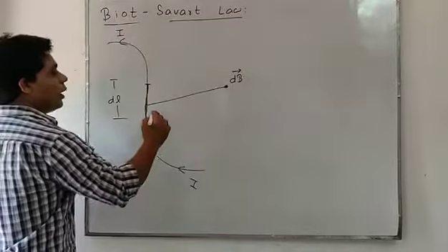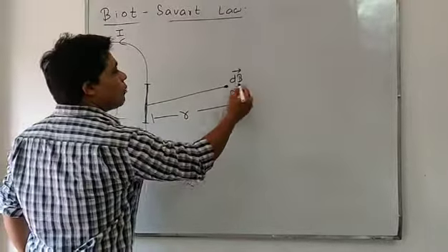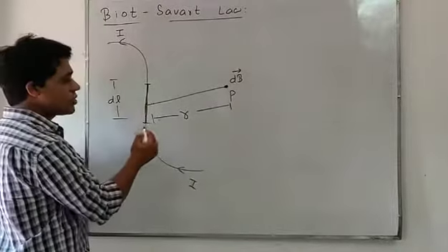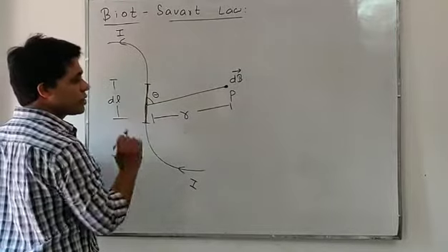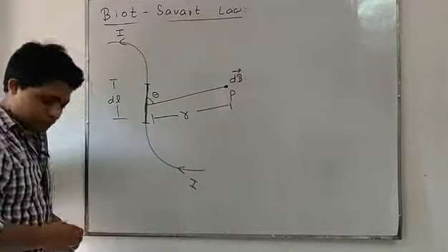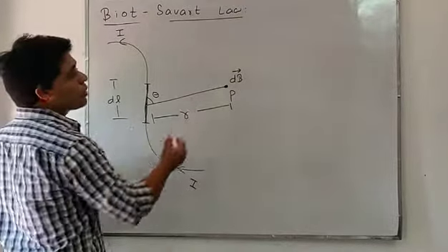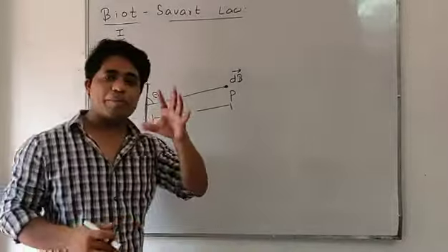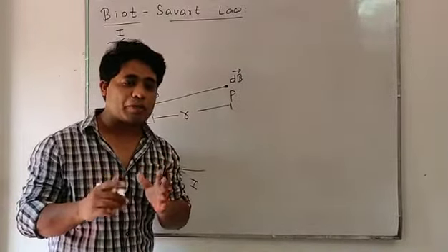Okay, and suppose this distance is r, the distance of point P where we have to find the magnetic field from the partial length is r, and theta is the angle between the partial length and the distance. Okay, so whenever the current flows in a partial length of the wire, it produces magnetic field, and this magnetic field depends on some factors. Before that, I want to tell you the direction of magnetic field.